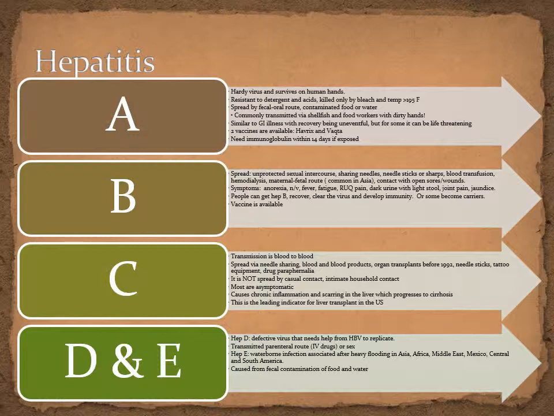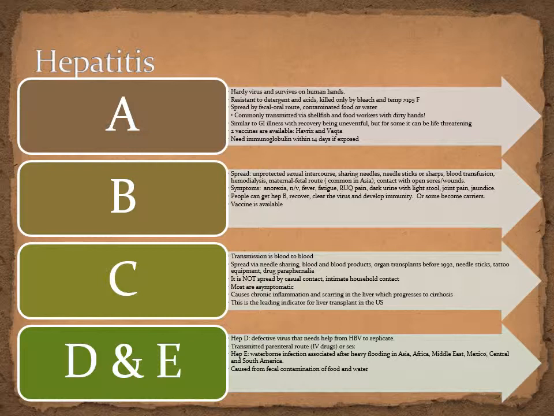Hep B spread: unprotected sexual intercourse, sharing needles, needle sticks or sharps, blood transfusion, hemodialysis, and maternal fetal route. Clinical manifestations could be anorexia, nausea, vomiting, fever, fatigue, right upper quadrant pain, dark urine with light stool, joint pain, jaundice. Some people can become carriers. There are 2 vaccines that are available and recommended for healthcare workers, police, and firefighters that are exposed to blood or body fluids in the workplace.